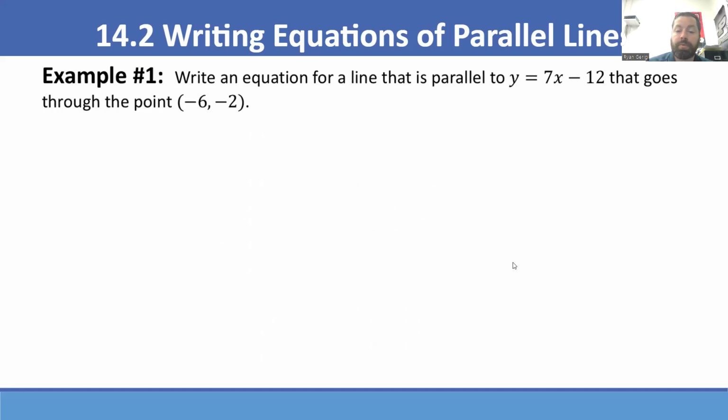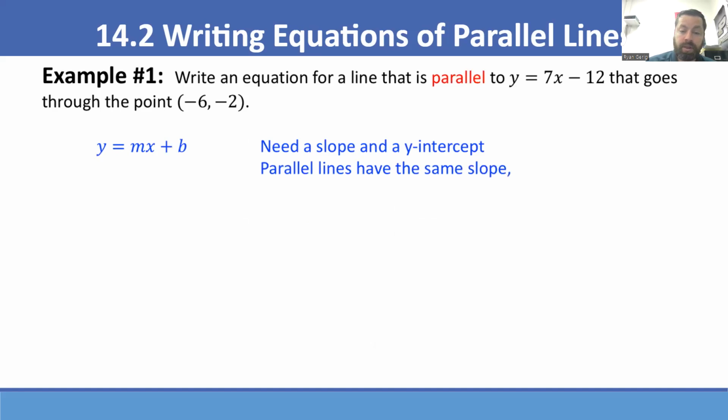So what are we going to do? When we get rid of the graph, I'm going to show you what we're doing here. We need a slope, and we also need a y-intercept. Let's focus on the slope first. Remember, parallel lines have the same slope, and I'm looking for a line that is parallel to that. Since the slope of the line that I gave you was 7, the parallel line also has a slope of 7. So I have the slope. Now I need the y-intercept.